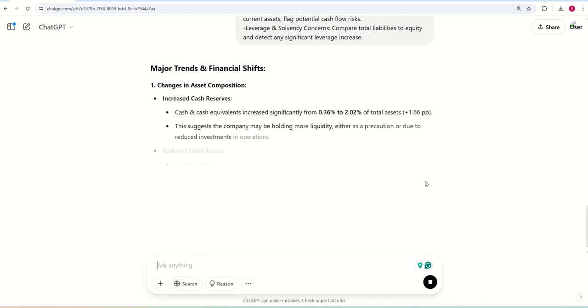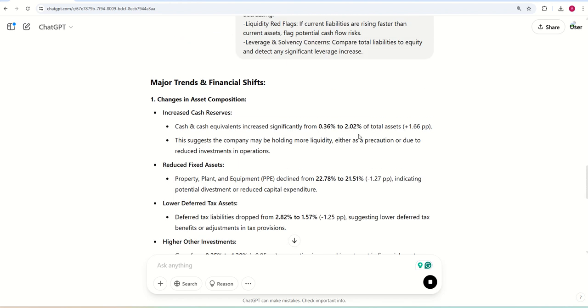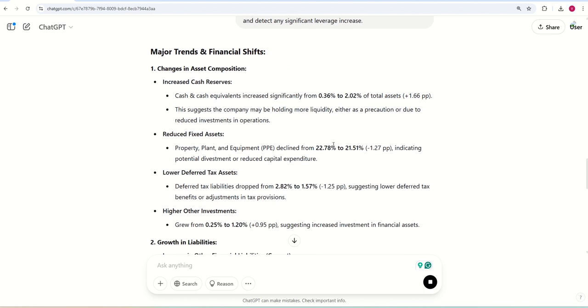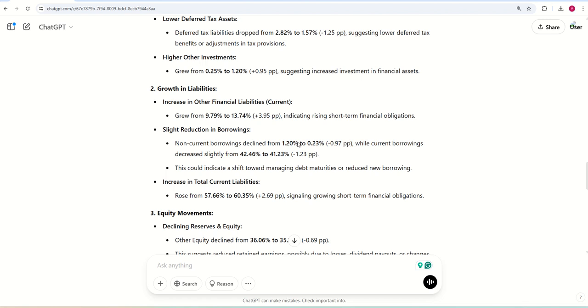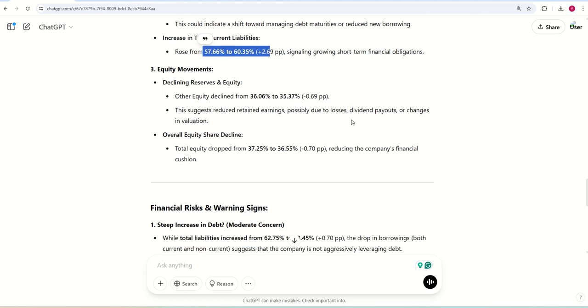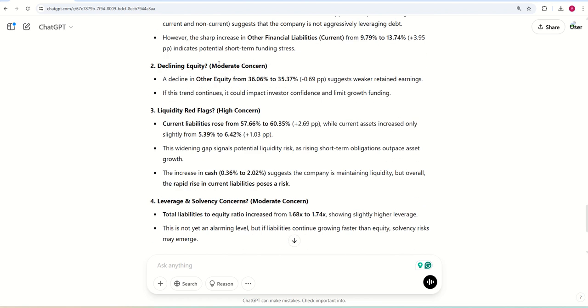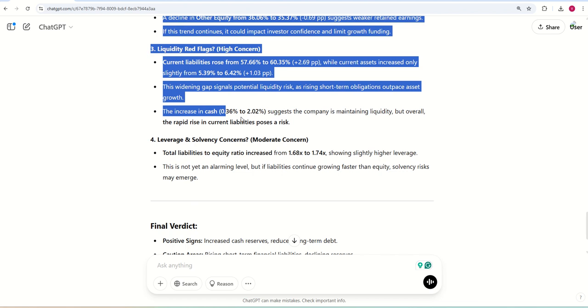This now gives a detailed output saying that cash reserves have increased. Then it gives some inferences also, like reduced fixed assets, saying that it could have potentially sold some assets. Then an increase in financial liabilities. Its short-term liabilities have increased roughly 4%. Overall increase in total current liabilities. Then what are the warning signs? I have asked about any warning signs. So all this gets listed here for you to infer from the common size balance sheet analysis.